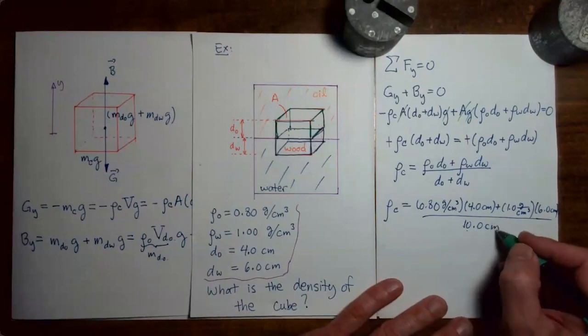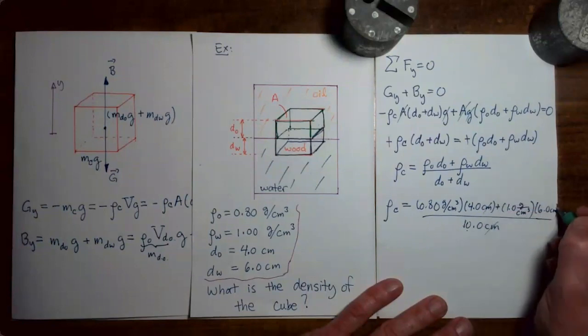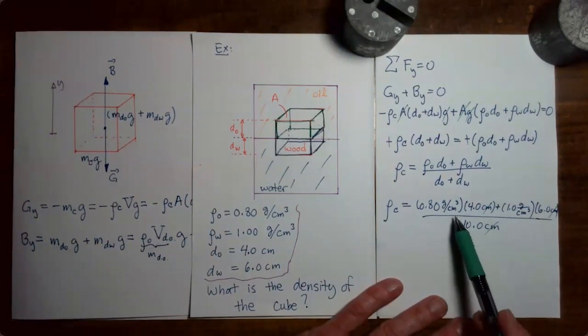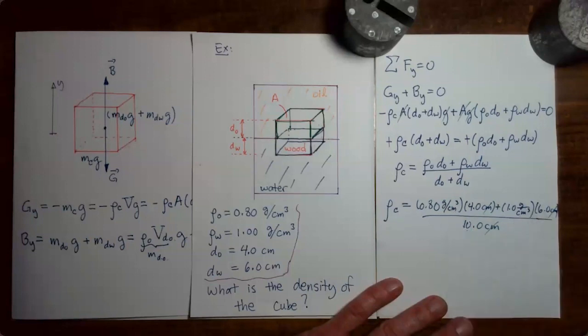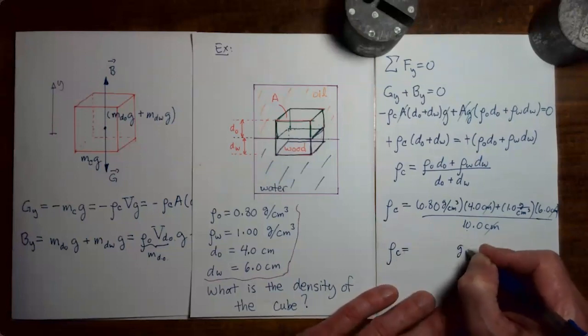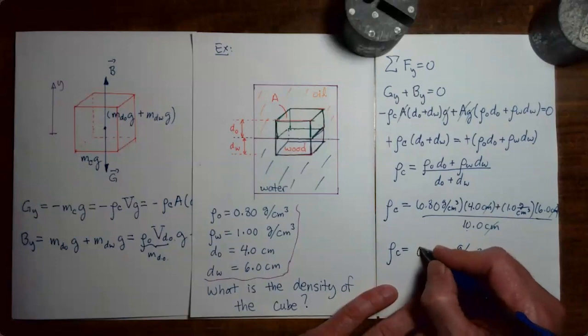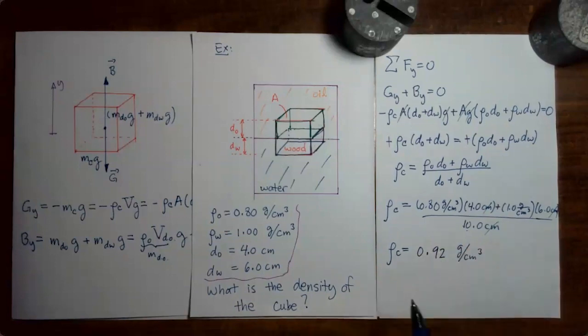We have centimeters in the bottom, which cancels centimeters in the numerator here and here. So the only units that remain are grams per cubic centimeter, same in each of the terms. So the unit of our answer would be grams per cubic centimeter, as we would hope. And then numerically, I get 0.92. So the density of the cube is 0.92 grams per cubic centimeter. And now we have solved a second example problem using Archimedes' principle.